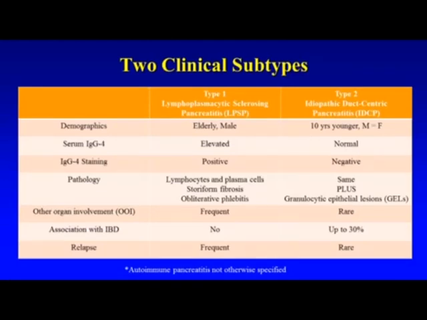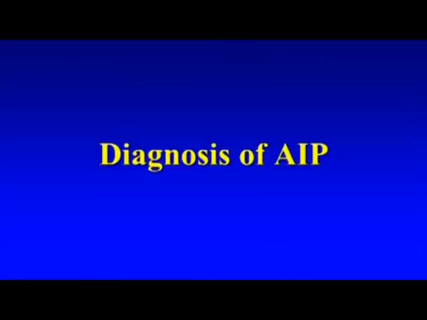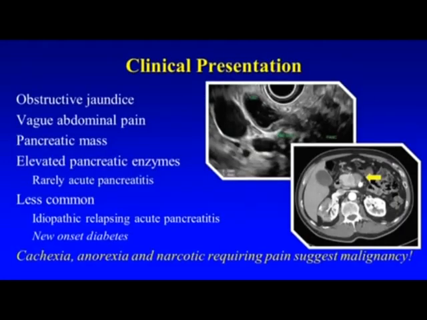The pathologic features of type 1 consist of lymphocytes and plasma cells infiltrating the tissue, a characteristic form of fibrosis called storiform fibrosis, and obliterative phlebitis. Type 2 is associated with similar features, plus characteristic lesions called GELs, or granulocytic epithelial lesions. Type 1 is frequently associated with other organ involvement, whereas type 2 is very rarely associated with involvement of other organs. Type 2 is, however, associated with IBD in perhaps up to 30%, and relapse is much more frequent in type 1 than type 2.